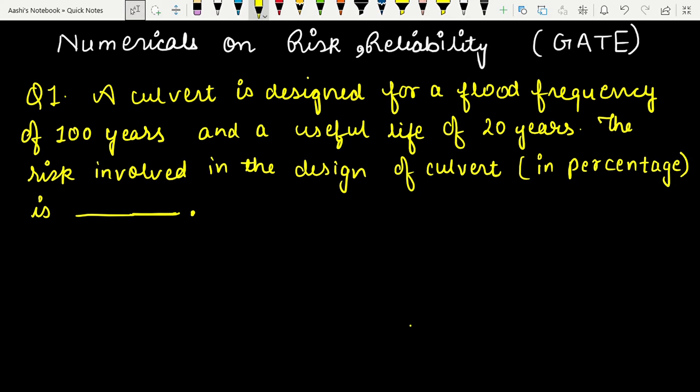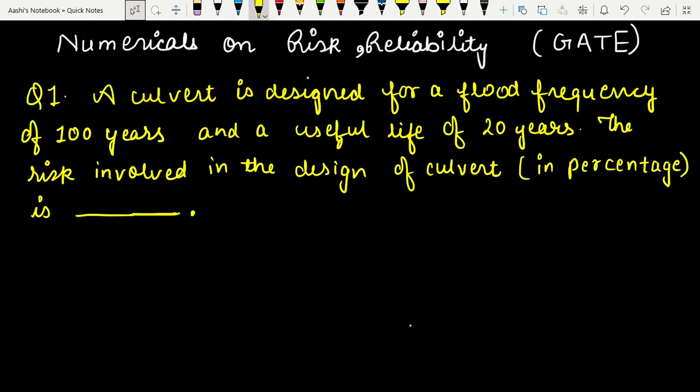Hello everyone. As we have discussed risk, reliability and return period in our previous video, in this video we will be doing some numericals which have been asked in GATE on the topic of risk, reliability and return period.